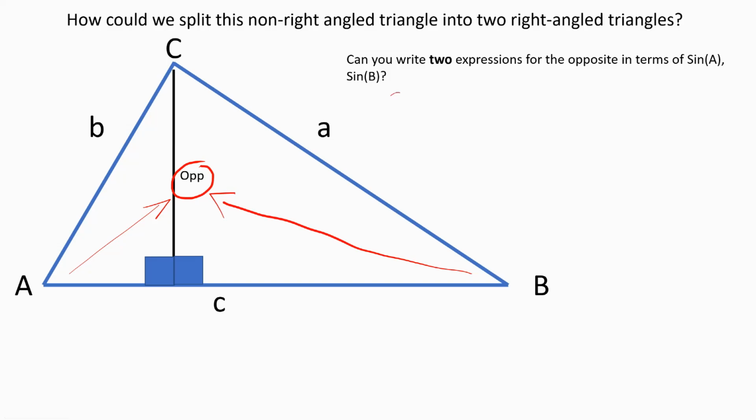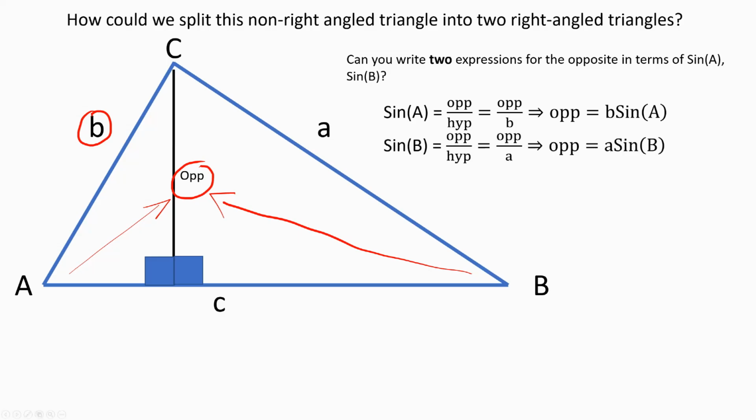We could say sine A equals opposite over hypotenuse, and the hypotenuse of the triangle here on the left is b. So we would have sine A equals opposite over b, so we can rearrange to get opposite is b sine A. Similarly, we could do the same with the triangle on the right. Sine B is opposite over a, so opposite is a sine B. So we have two expressions for the opposite, and because they both equal the opposite, we can make them equal to each other. So we have b sine A equals a sine B.